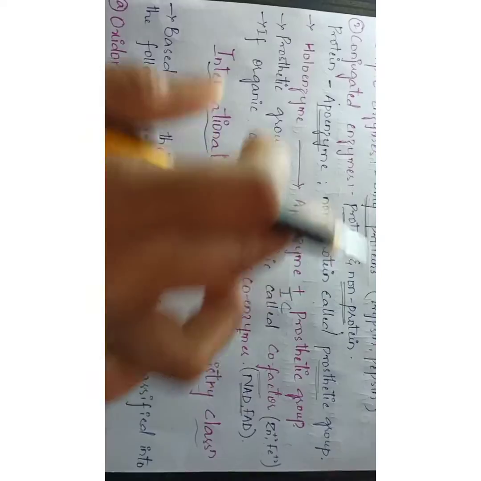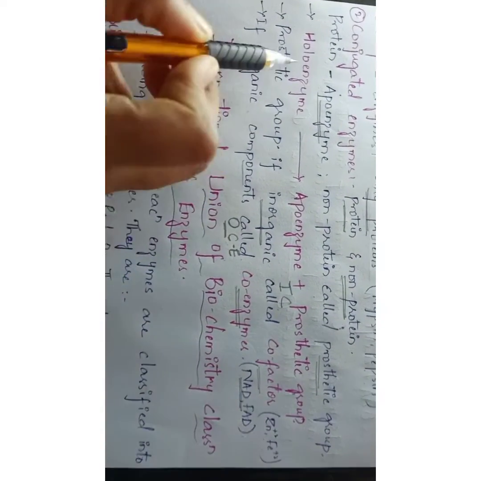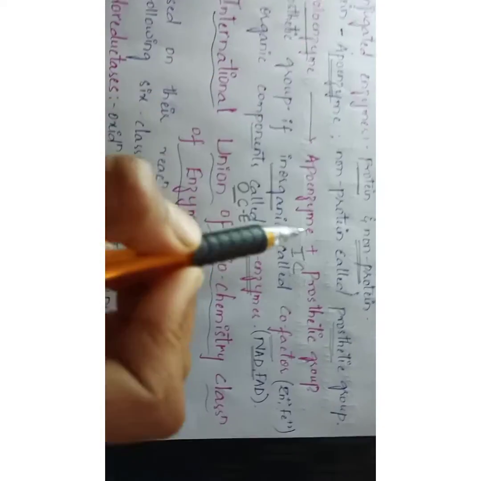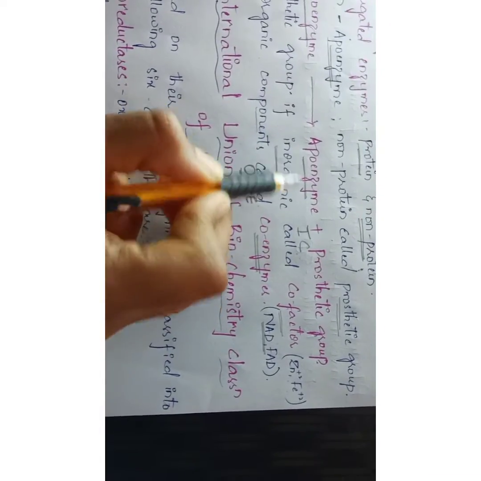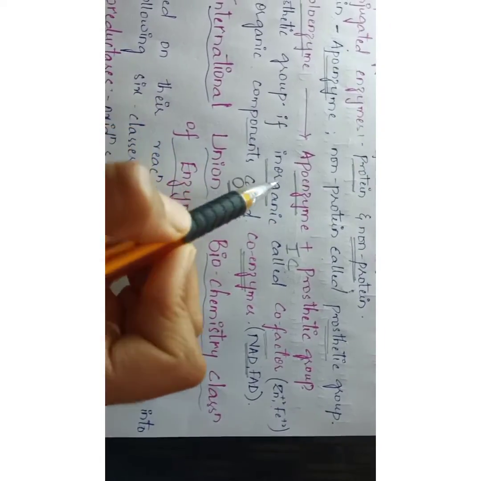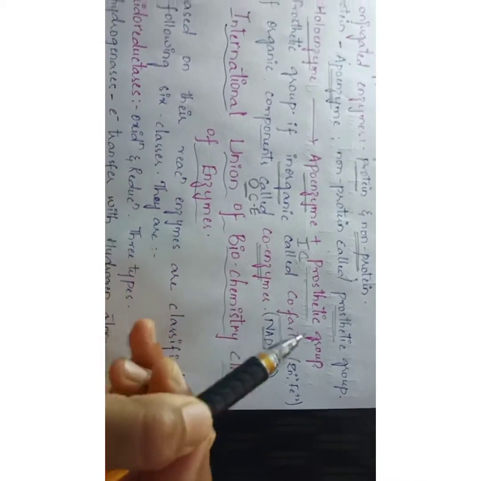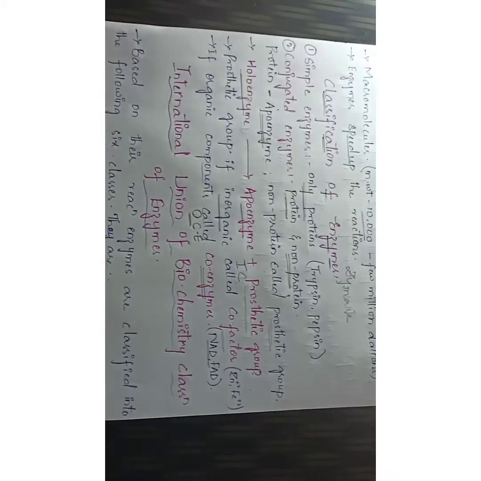So the complete conjugated enzyme is called a holoenzyme, which consists of the apoenzyme, that is the protein part of our enzyme, and the prosthetic group, which is the non-protein part of the enzyme. So this is the simple classification of enzymes.